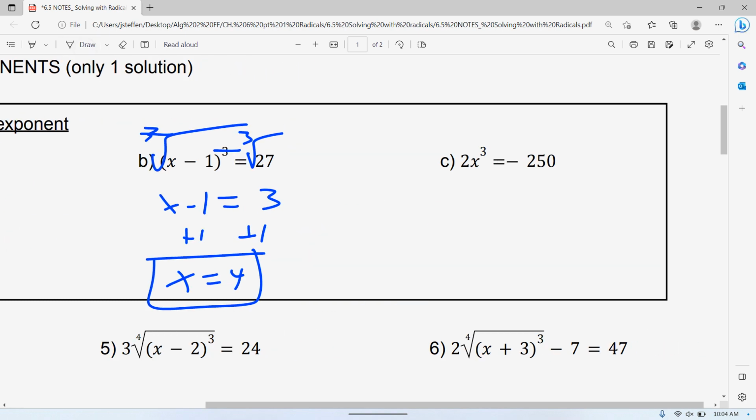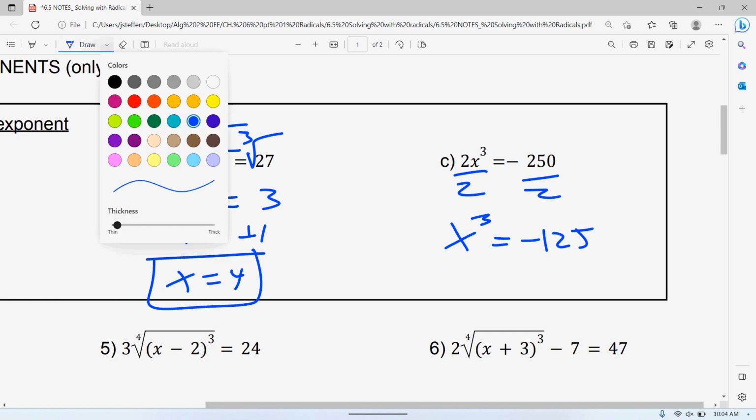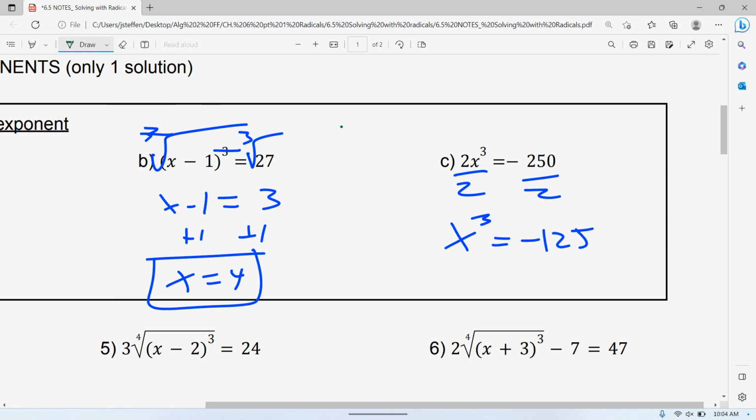And the last one, again, not to be a broken record, same thing. Divide both sides by 2. I have x to the third is equal to negative 125. Now, here's the thing, it's a little bit confusing. So I take the root of both sides. If this was the square root, you cannot take the square root of a negative. But if it's a third root or a fifth root or any odd number, that's totally fine. The third root of negative 125 is negative 5.